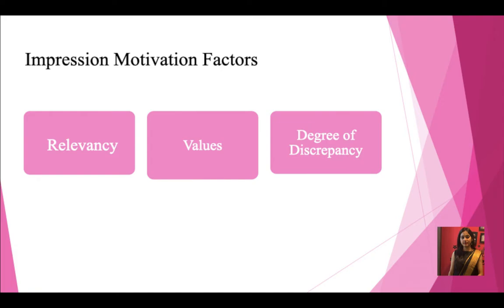The third one is the degree of discrepancy. What is this? The variation between the image the subordinate would like the boss to hold and the impression he or she believes the boss already holds. So the third point is the degree of discrepancy: the variation between the image you want your boss to form and the real image your boss has already formed. To balance and maintain that, you follow the impression motivation process.